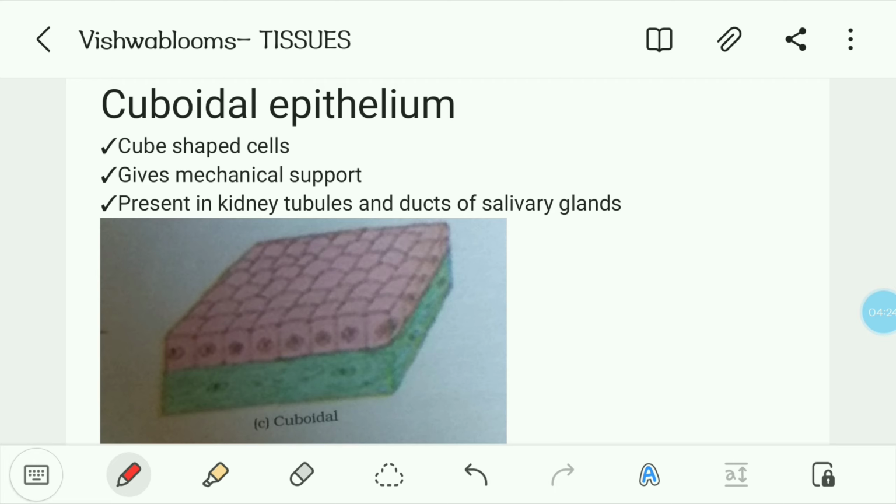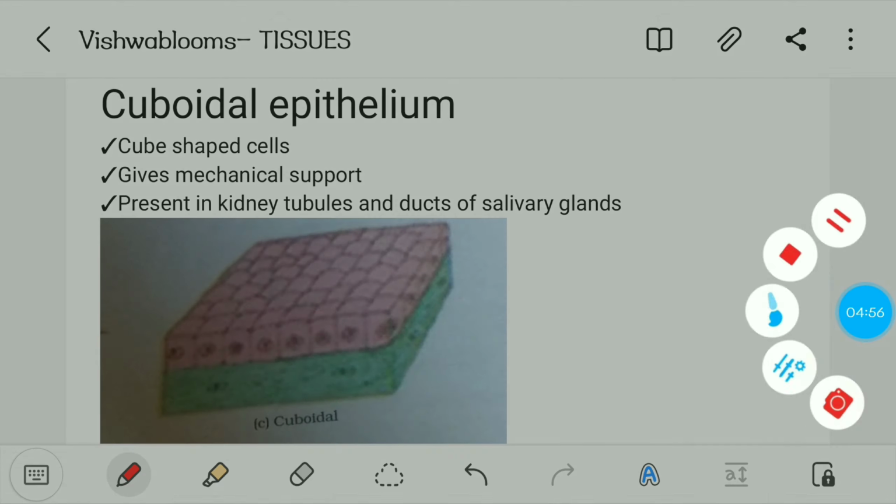Now we will see cuboidal epithelium. These epithelial cells are in the shape of a cube. You can see it is in cube shape here already, right? The picture is clearly showing it. And what does this cuboidal epithelium do? It gives mechanical support. Mostly it is present in the kidney tubules and the ducts of salivary glands.